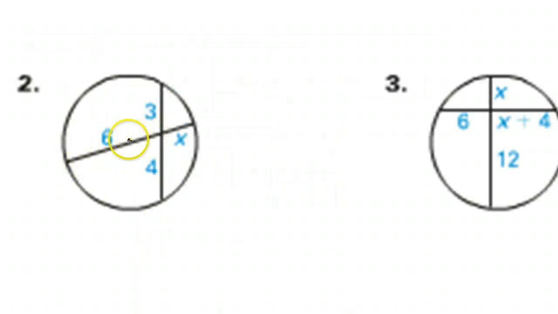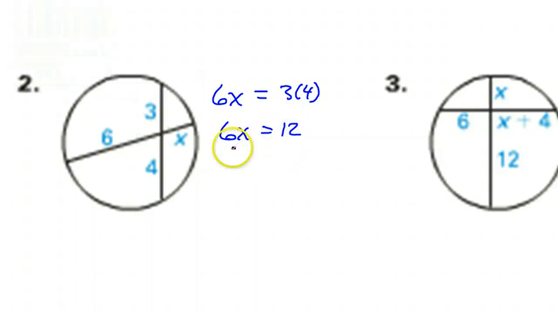For number two, part times part, we could do 6 times x, or 6x, is equal to part times part. So that's 3 times 4. Okay, so 6x is equal to 12. Of course, we would divide both sides by 6. And that will give us x equals 2.